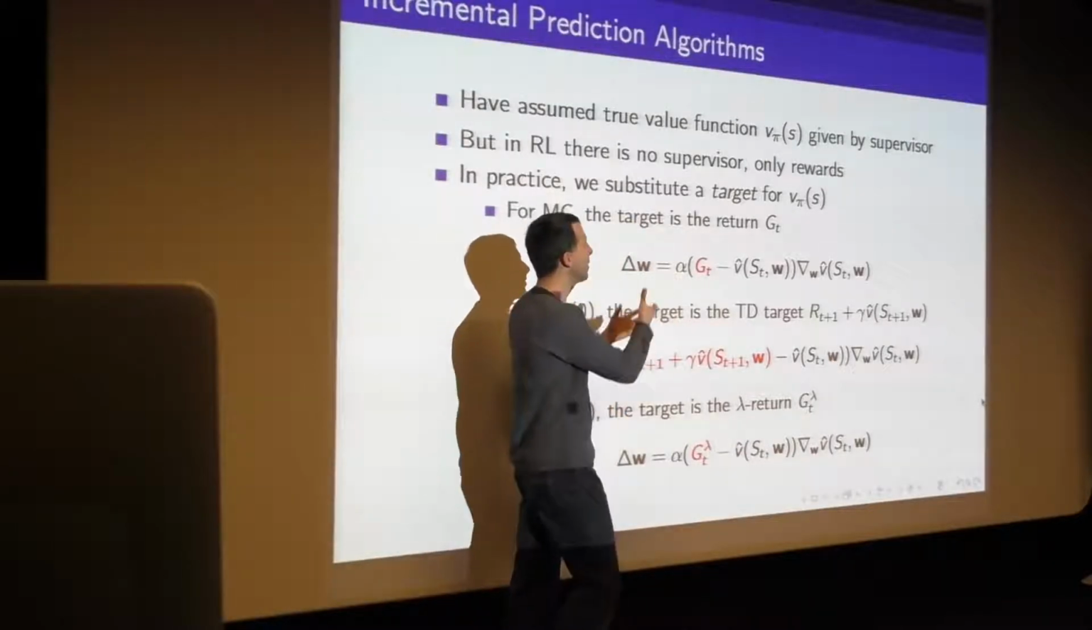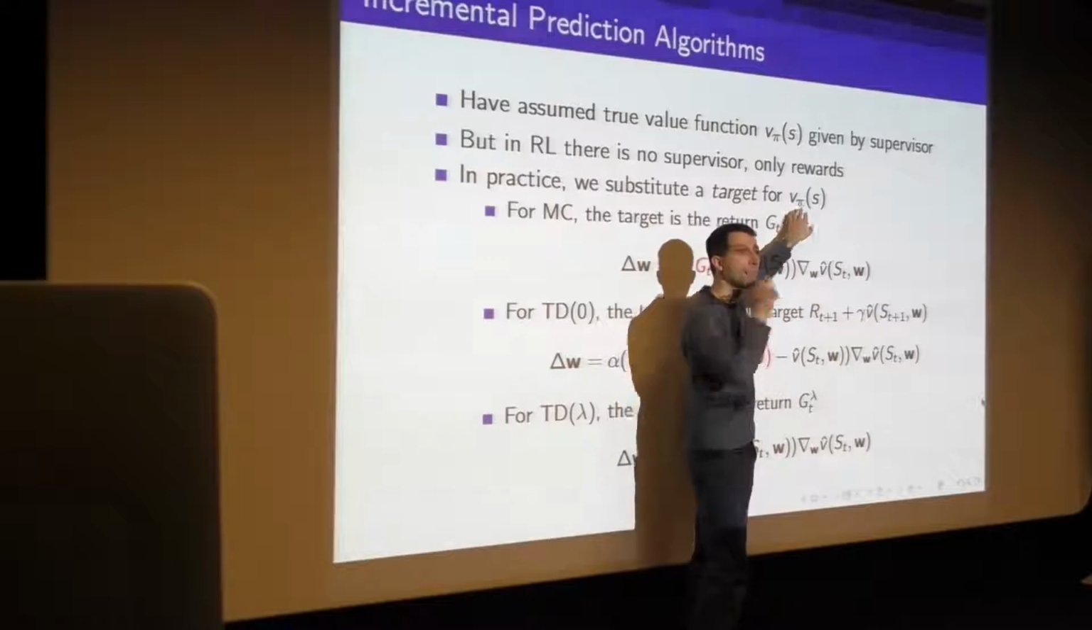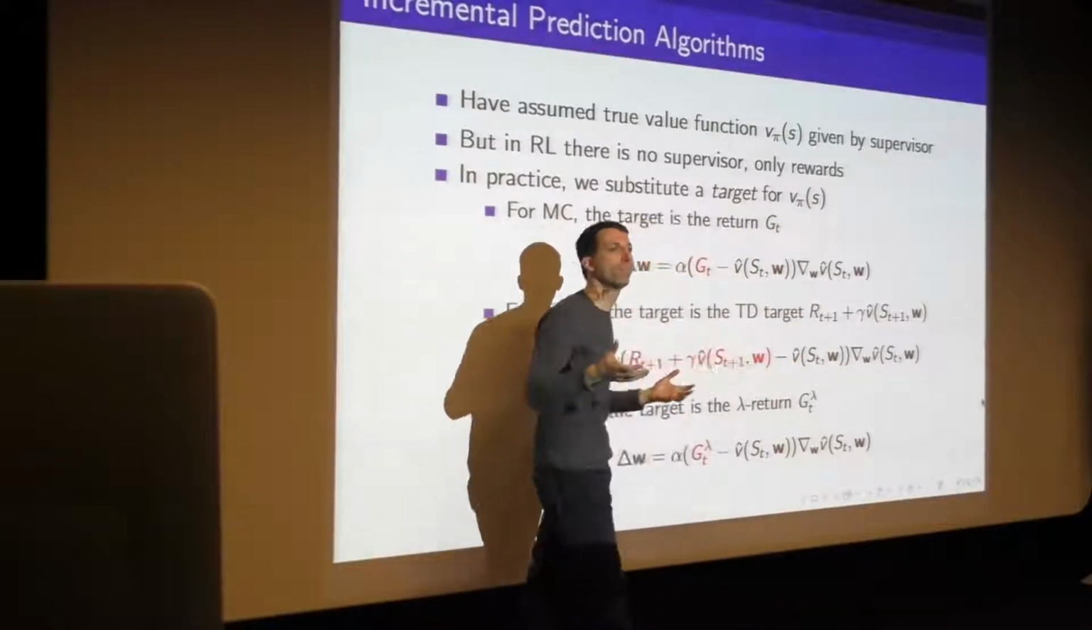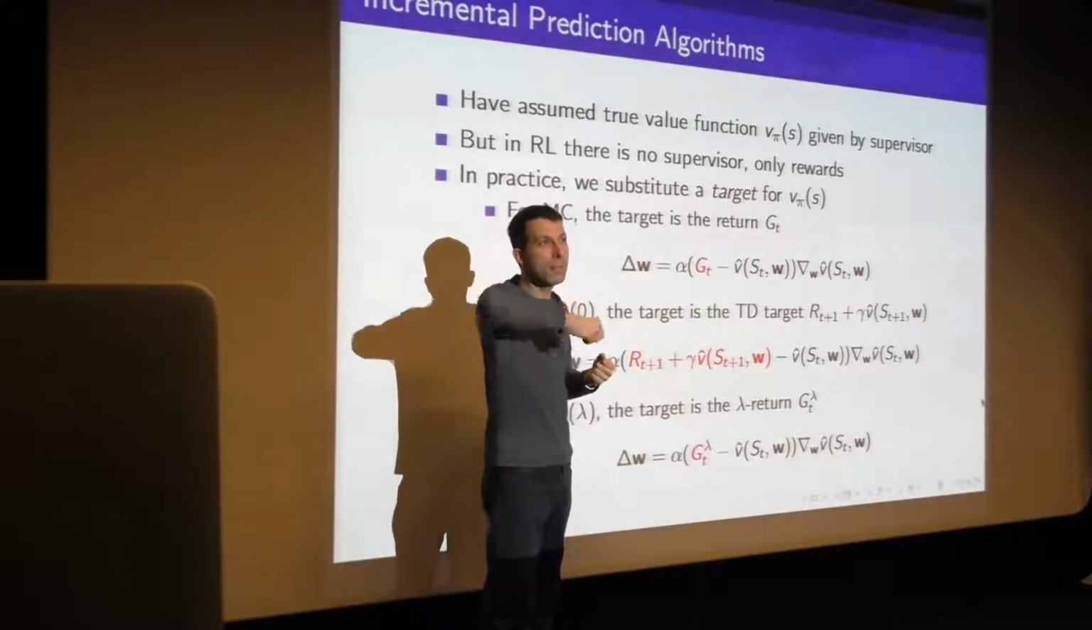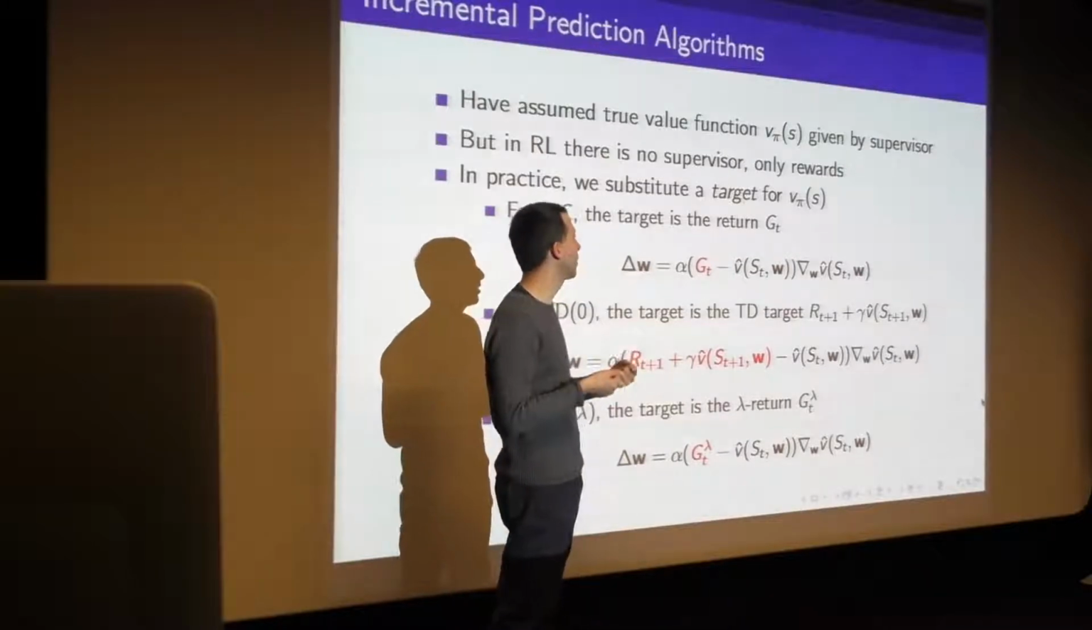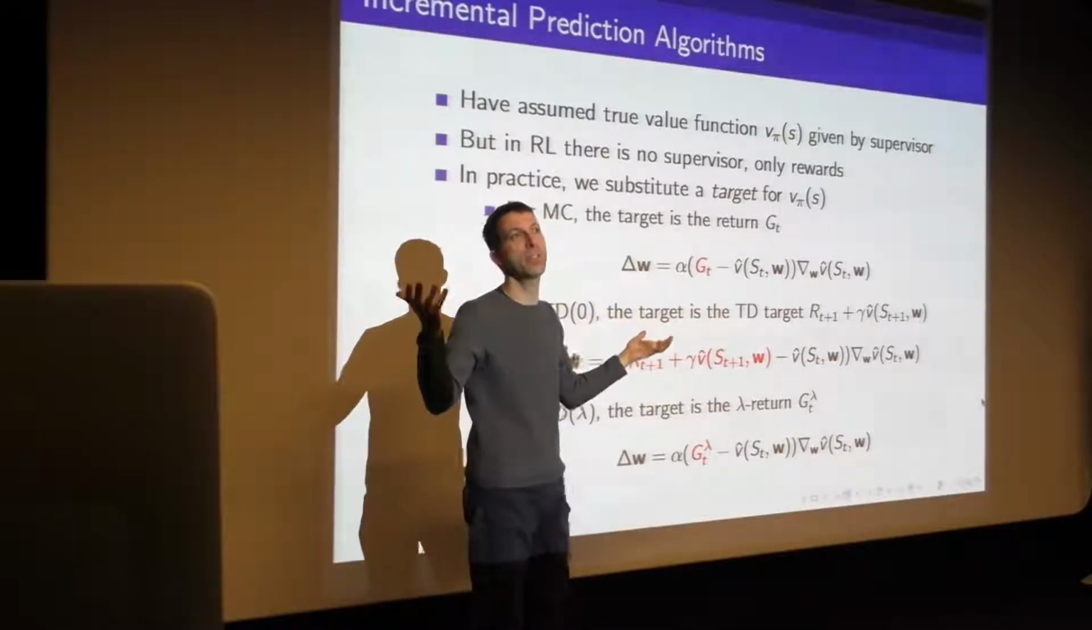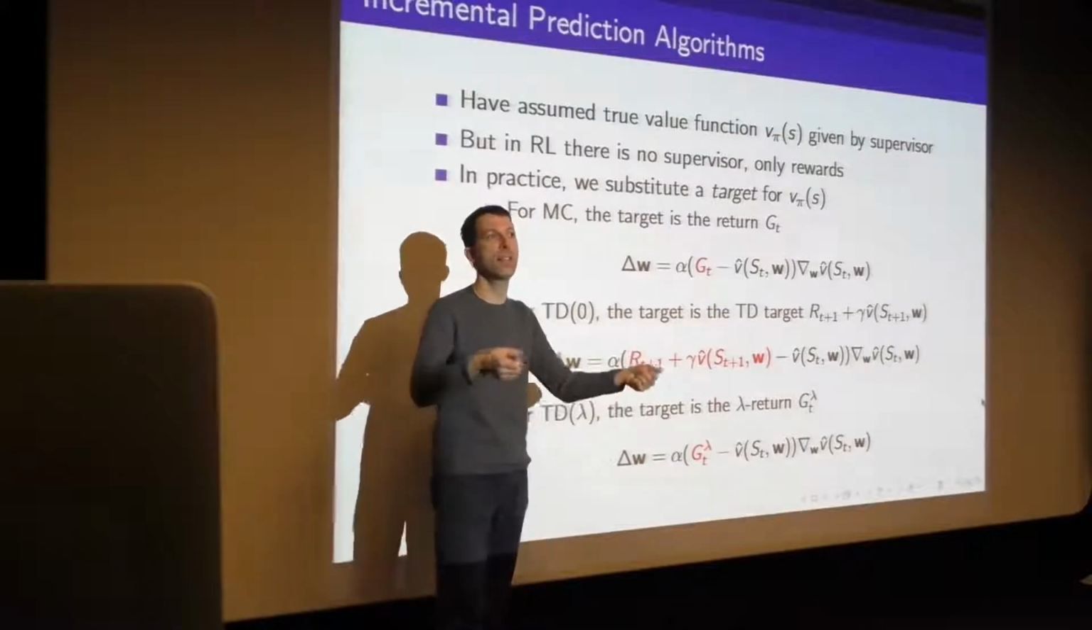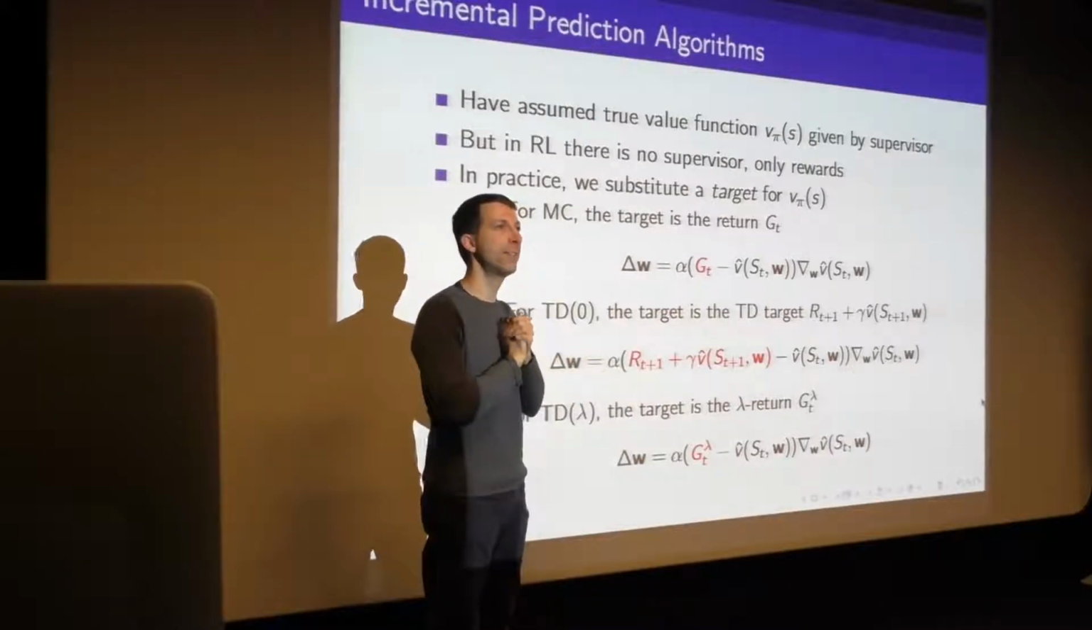We basically take our supervised targets, our v pi's, and we replace them with a return. So now we're just updating things. We're fitting our value function towards the returns. The returns become the supervisor. So we're kind of doing supervised learning on the returns. Is that clear?